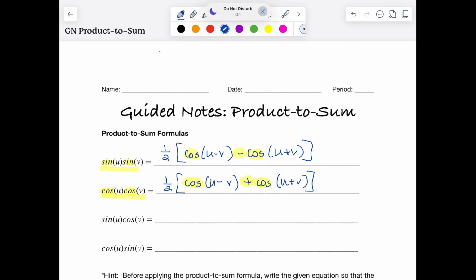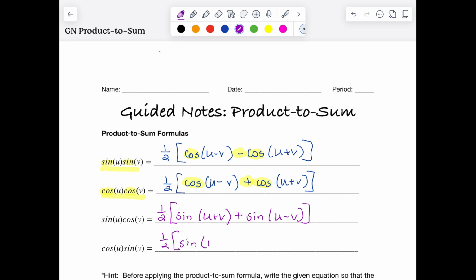If you're finding the product of two different functions, such as sine of u times cosine of v, your trig function is going to be sine. So this formula is going to be 1/2 times the sine of angle u plus angle v plus sine of angle u minus angle v. And if you're taking the product of cosine u times sine v, the formula is going to be 1/2 times the sine of angle u plus angle v minus the sine of angle u minus angle v.